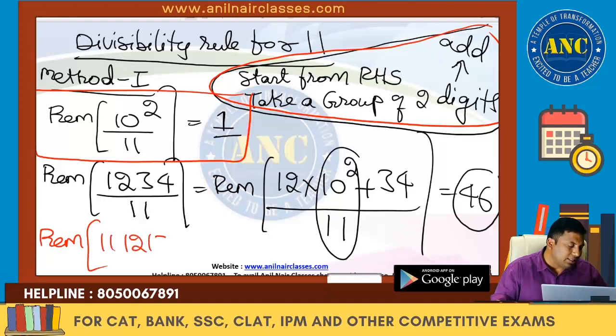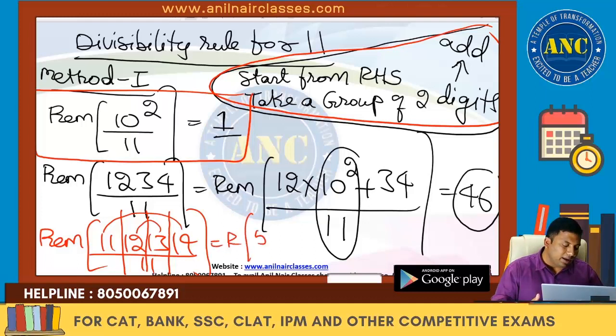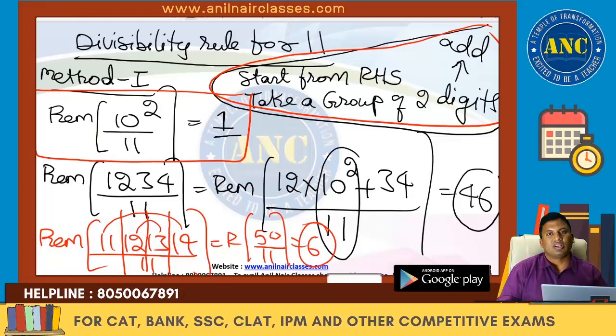11, 12, 13, 14 divided by 11. Take a group of 2 digits and add them. 14 plus 11 is 25, 12 plus 13 is 25, 25 plus 25 is 50. 50 divided by 11: 11 fours are 44. The remainder for this question is 6.